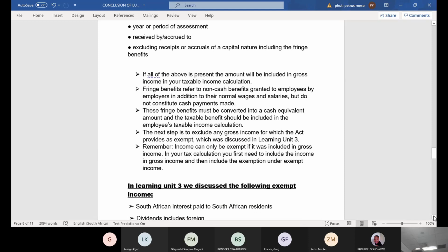Looking at the fringe benefit, which is referred to as a non-cash benefit granted to an employee by the employer, in addition to their normal wages or salaries, but does not constitute a cash payment. This fringe benefit must be converted into the cash equivalent amount, and the taxable benefit should be included in the employee's taxable income calculations.